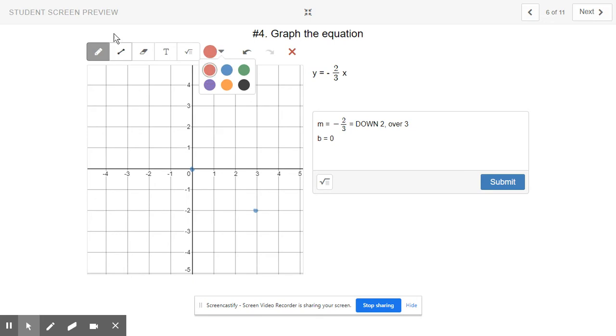And now I'm going to draw in my line. All right, using that straight line tool, there we go. You notice that it's a downhill line, which is what we want. We have a negative slope, and it's crossing at 0. The big thing to remember when graphing these equations is to always start with your y-intercept, plot that point, and then use your slope to find the next one.